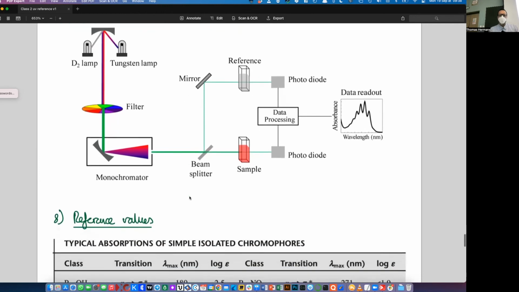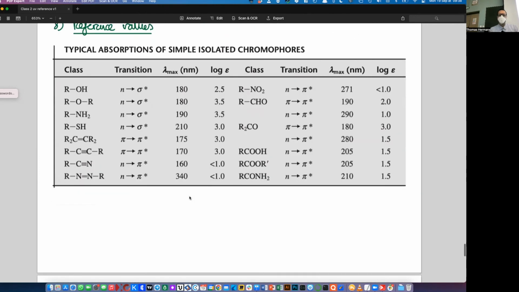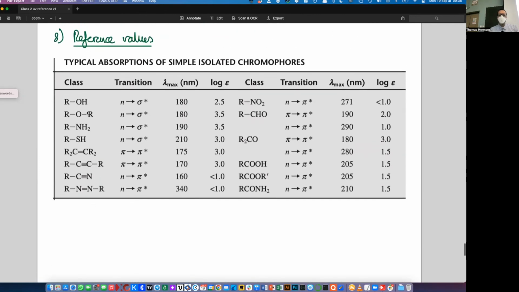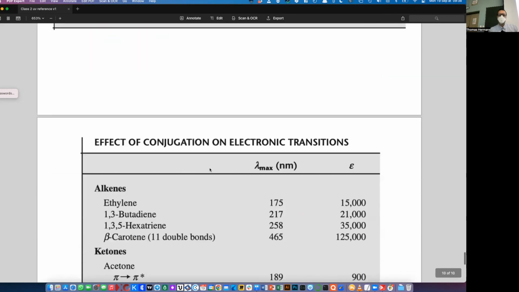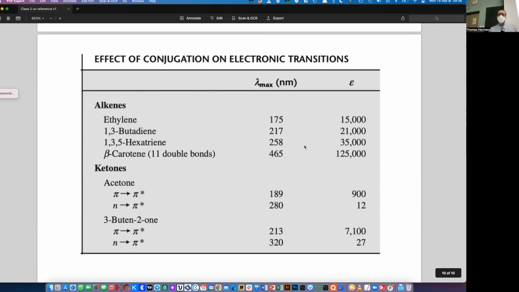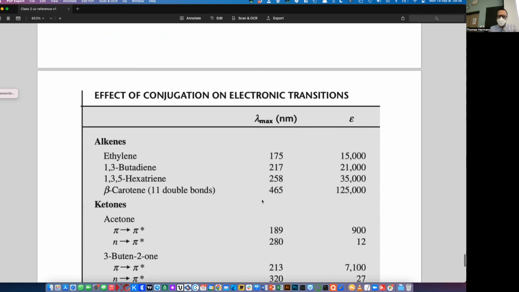Okay. This is just for you to know if you need it. So depending on the classes of molecules, alcohols, you can look up what's the most typical absorbances and what is their absorption coefficients, and some lambda max of conjugated things. We're almost done, almost. I just want to show you one little cool thing.